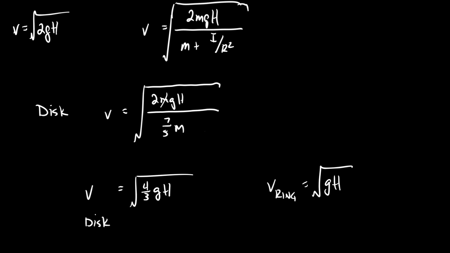The m's cancel, but I get 7/5 there, so I have to multiply top and bottom by 5/7. So I get the square root of 10/7 GH. So this is for a solid sphere. So faster than the disk, right? 10/7 is bigger than 4/3.